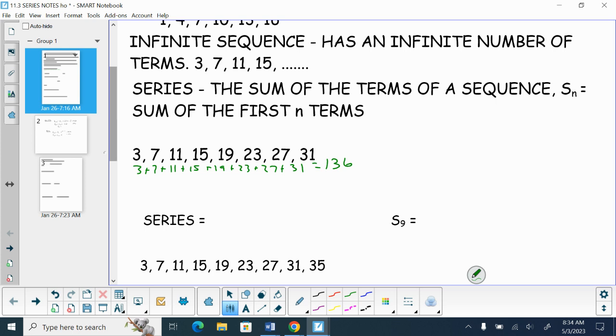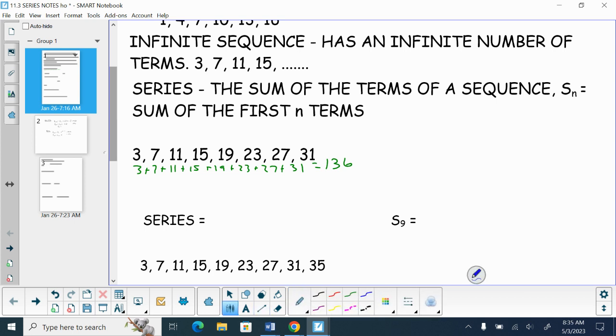The problem we run into is, what if I ask you to do the first 500 terms? Or the first 1,000 terms? I would not suggest typing in 1,000 terms and adding them up. So let's look at another method to be able to deal with this.